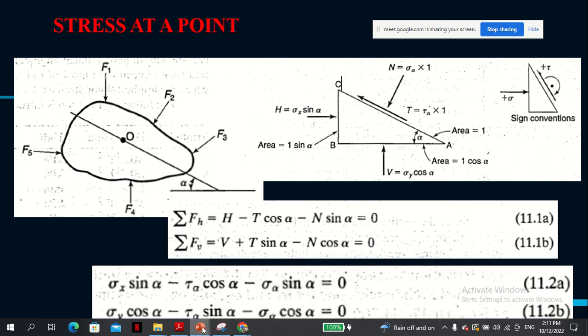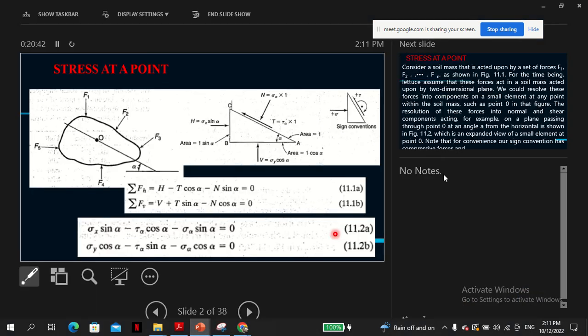Yeah, it's clear. Yeah. So because this is a fundamental principle that needs to be well understood.